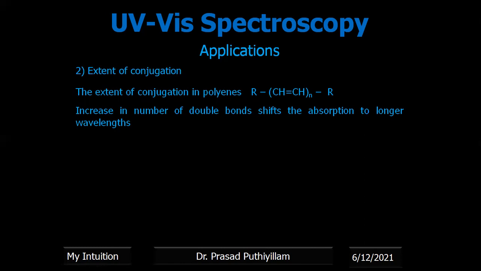That means more double bonds are present, more pi electrons are present. More pi electrons will undergo what we call mixing. That is explained in my UV-Vis spectrophotometry class videos, so just go and check that. So it undergoes mixing.